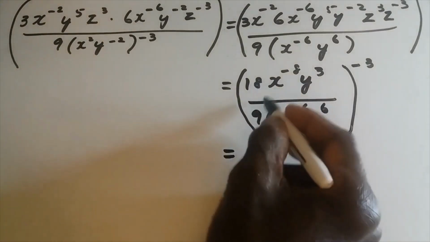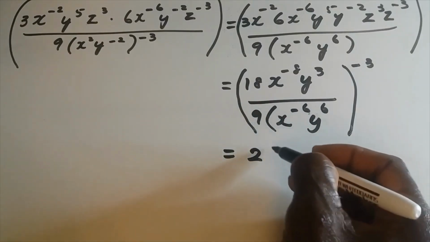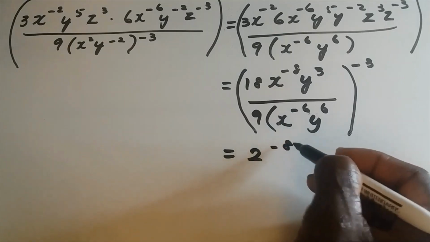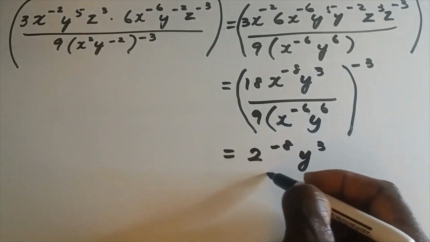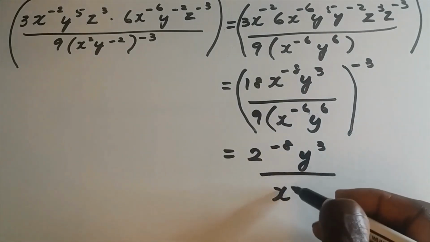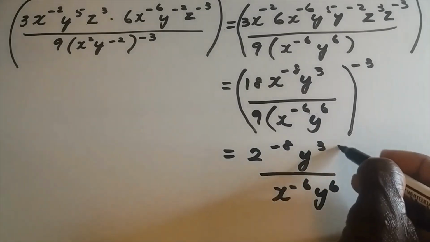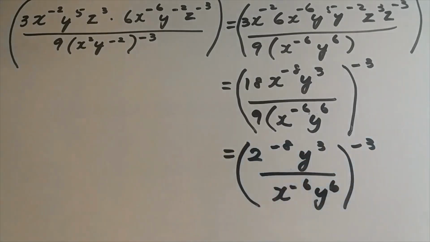Now we can cancel the 18 with 9 to give us 2. We have 2 times x to the minus 8 y cubed over x to the minus 6 y to the 6th power, raised to the negative 3.